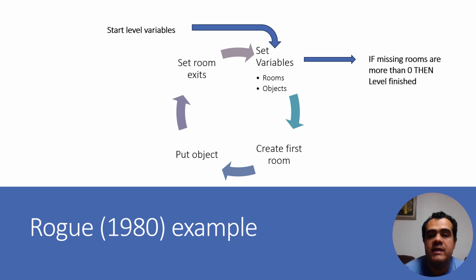We check if there are still more rooms to create or more objects to put in the rooms. If we need to create more rooms, start again, create the next room, put objects, and set the room exits. If we have reached the total amount of rooms, then the maze is done and we have finished creating the level.